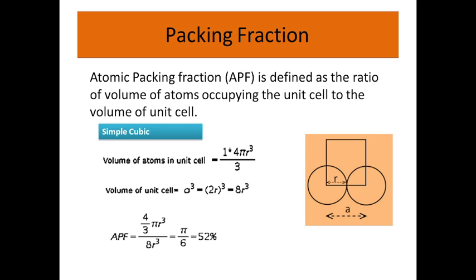If we take the ratio of volume of atoms in unit cell to the volume of unit cell, that is equal to pi by 6, which is equal to 52%. So the packing fraction for simple cubic structure is 52%.